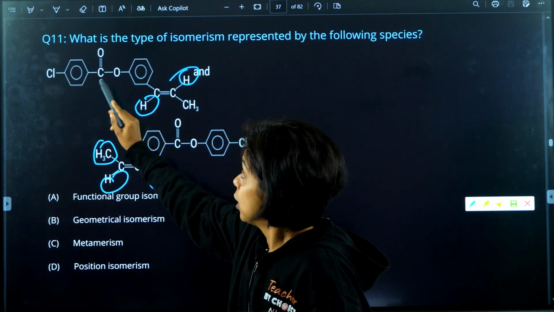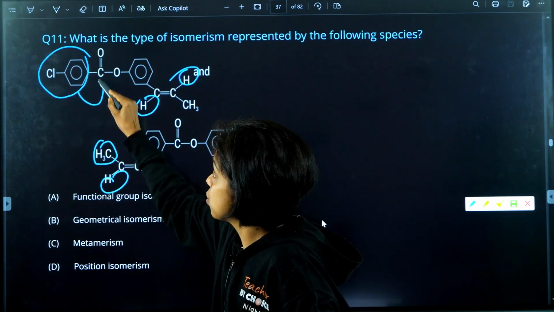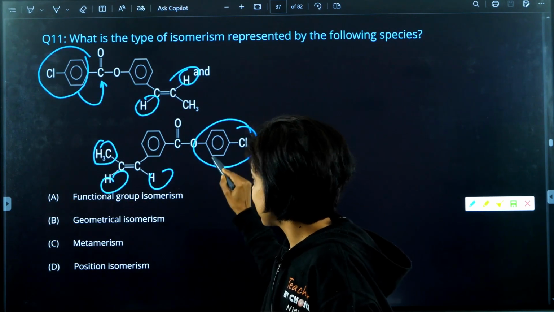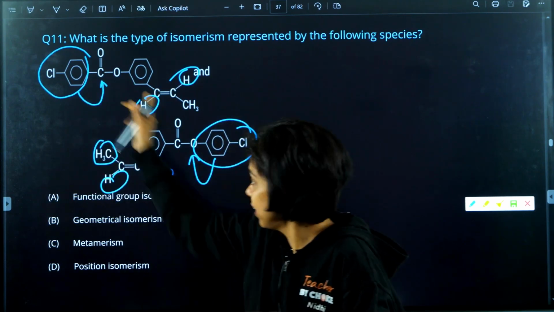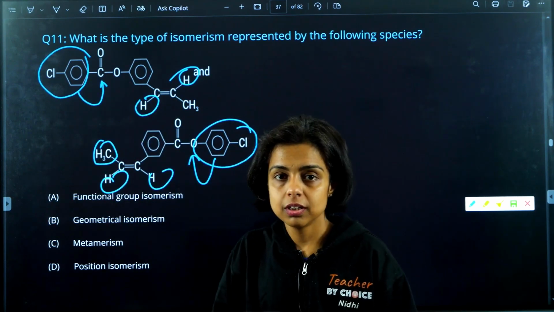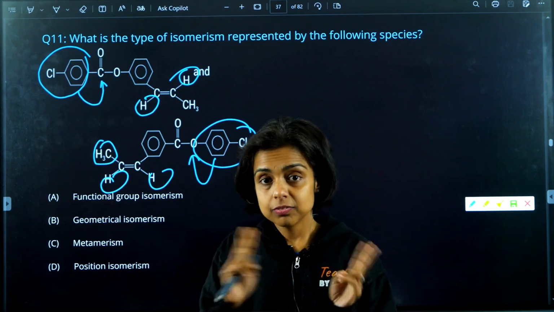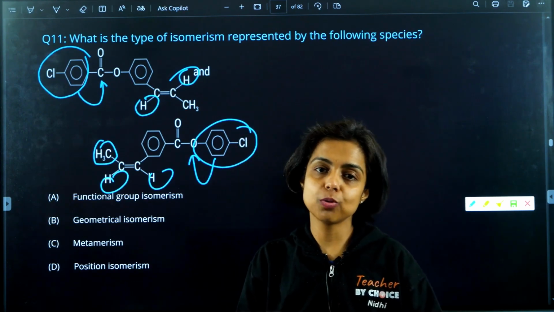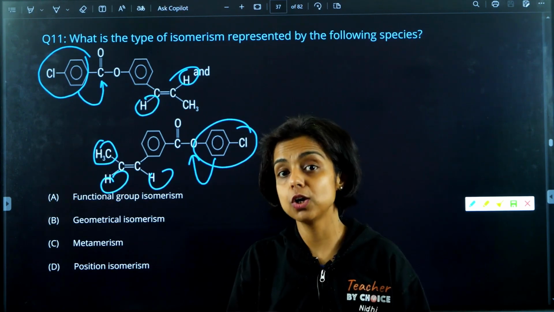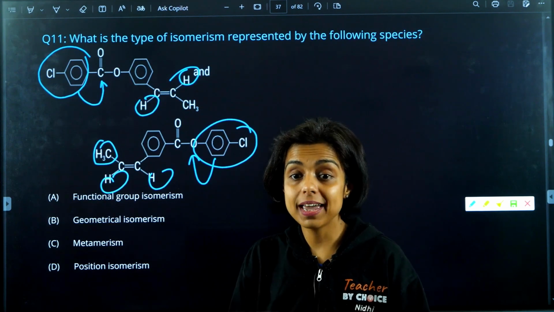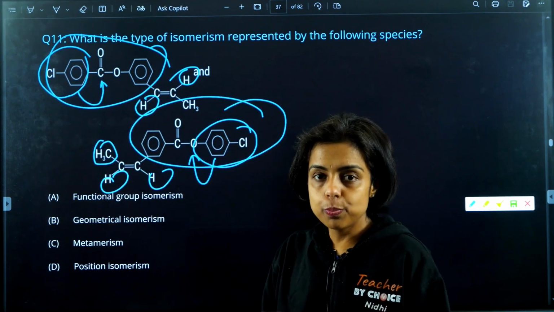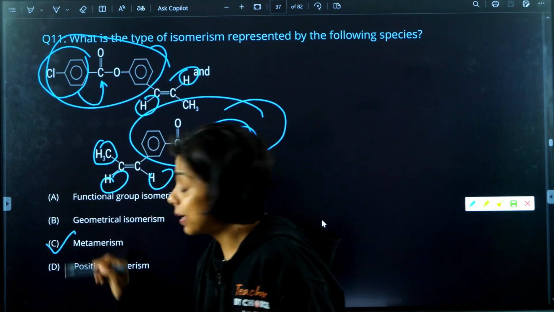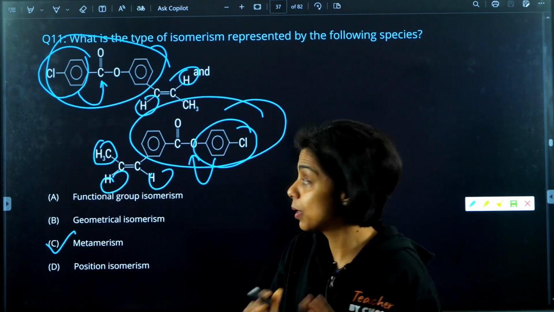But that is not the correct answer, because you are supposed to look at the groups. You can see this chlorobenzene is attached to CO here and this chlorobenzene is attached to oxygen here. That means it is showing metamerism. The groups are different. There is an exchanging of alkyl groups across the polyvalent functional group COO. Metamerism is shown by esters, right? So the answer will be metamerism, not geometrical isomerism, because they are different.